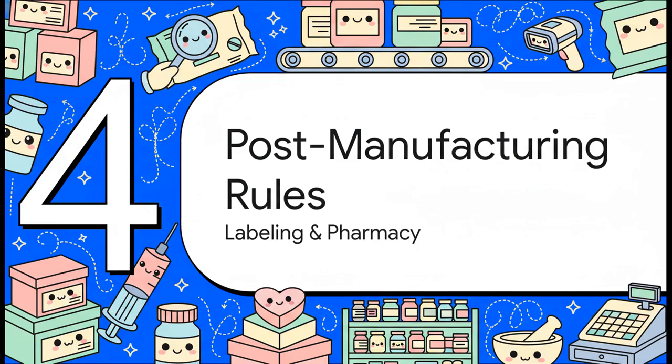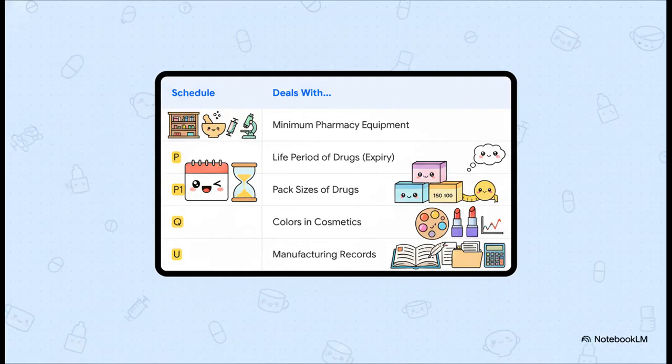So, a drug is manufactured according to good manufacturing practices. What happens next? The journey isn't over. These next schedules cover what happens after the factory, how things are labeled, stored, and managed in the pharmacy itself. This group is all about the details that ensure safety right up until a medicine reaches a patient.